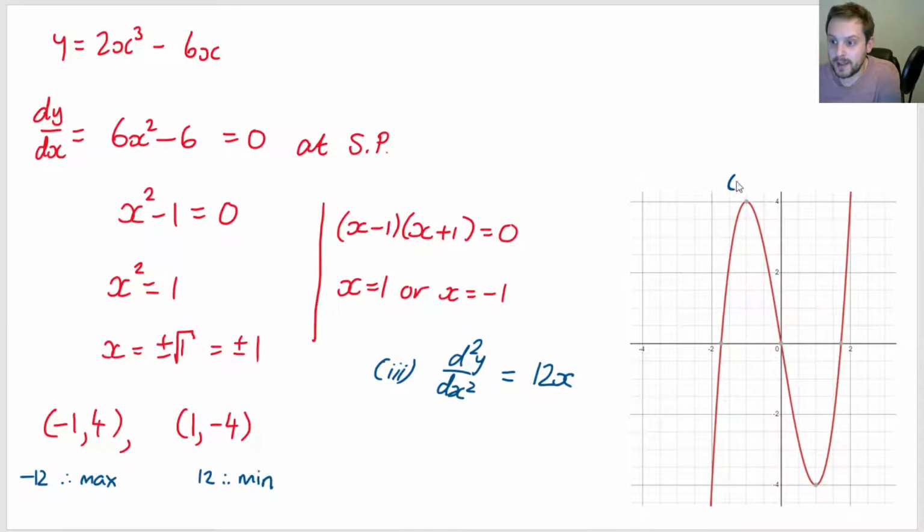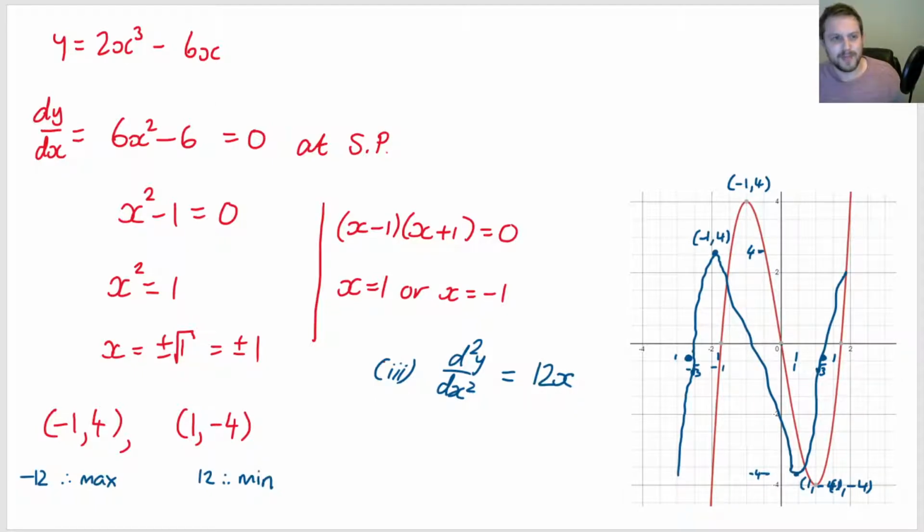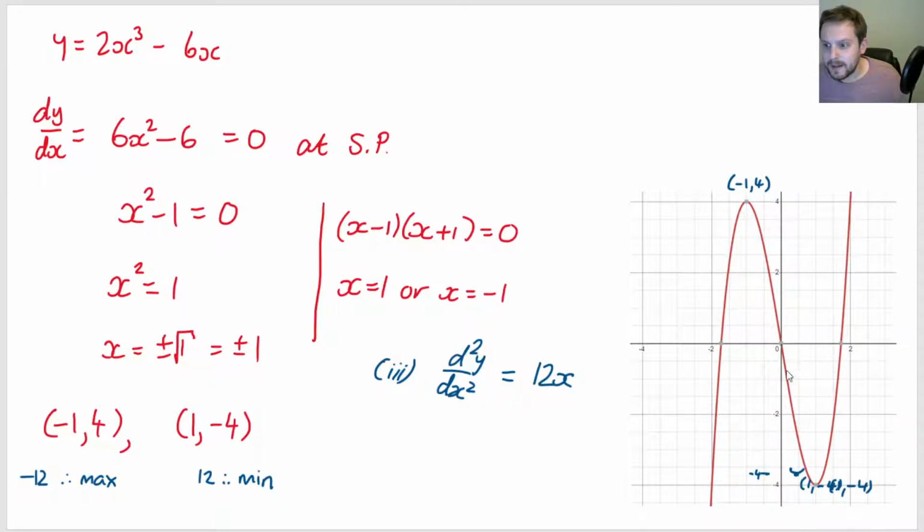So this is minus 1, 4, and this is 1, minus 4. There's the, so it's made a reappearance. It doesn't want me to forget about it. There we go. Okay, it's gone now. Good. Right, and then here we've got minus root 3, and here we've got root 3, and of course there's the origin.